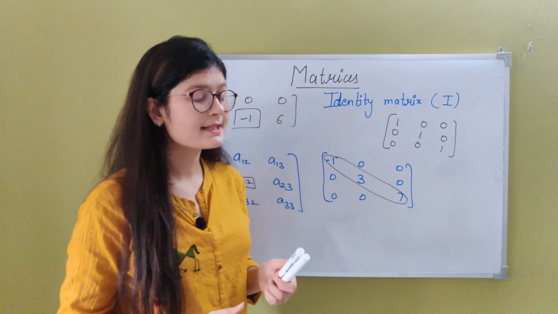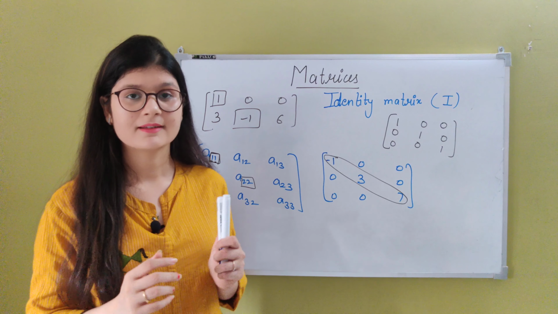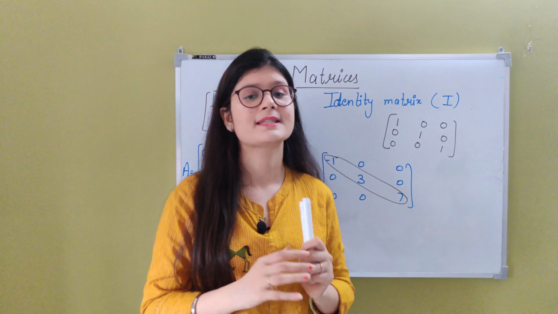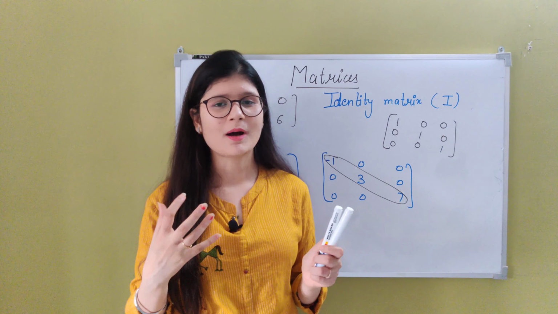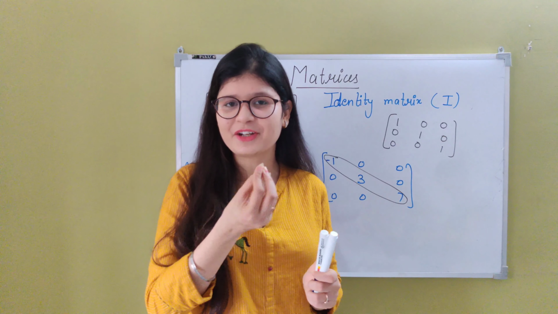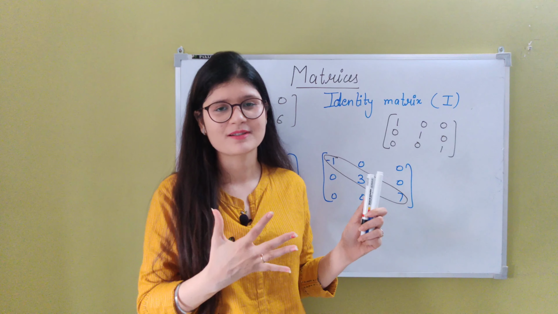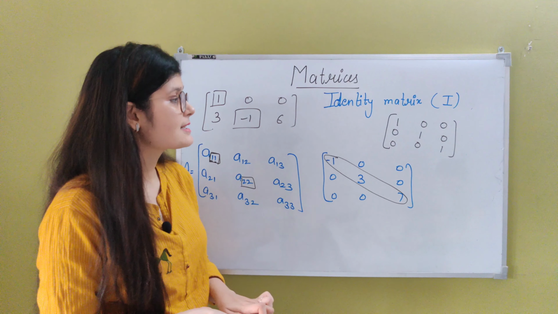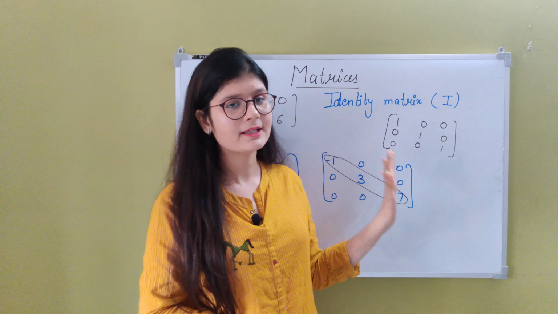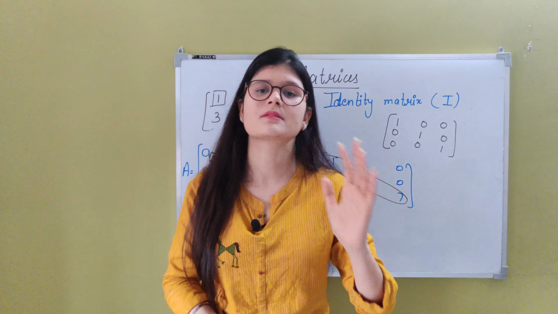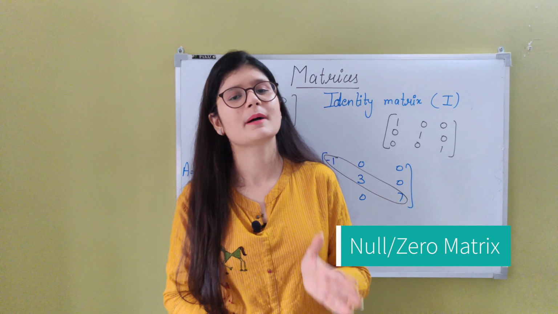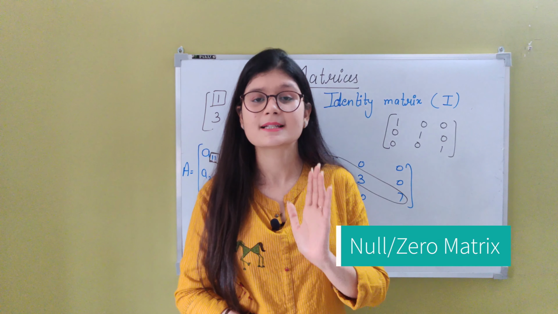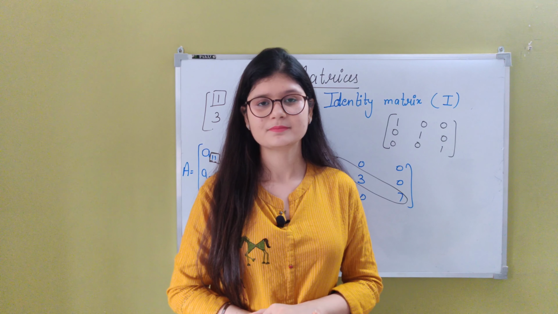And the next is the null matrix, or you can say zero matrix, and you can identify it by its name itself. Then what kind of matrix is this? It is when all the elements that exist in the matrix become 0, then it is our null matrix, or you can say zero matrix.